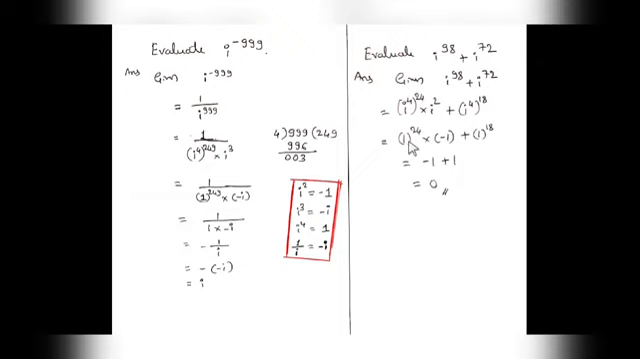i raised to 4 is 1, so 1 raised to 24 into i square is minus 1, we have the value of i square here, plus i raised to 4 is plus 1, raised to 18. 1 raised to 24 is 1 only. 1 into minus 1 is minus 1, plus 1 raised to 18 is 1. Minus 1 plus 1 will be 0.